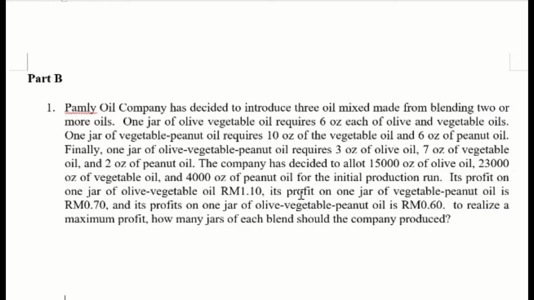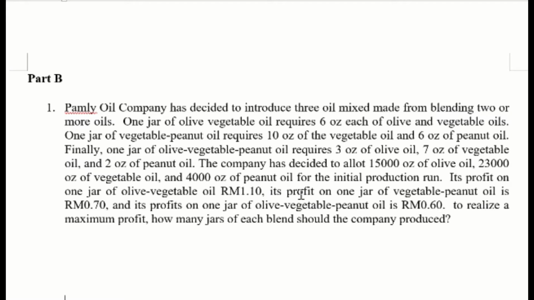The question is: the Palmolive oil company has decided to introduce 3 oil mixes from blending 2 or more oils. 1 jar of olive vegetable oil requires 6 ounces of each of olive and vegetable oils. 1 jar of the vegetable peanut oil requires 10 ounces of vegetable oil and 6 ounces of peanut oil. Finally, 1 jar of the olive and vegetable peanut oil requires 3 ounces of olive oil, 7 ounces of vegetable oil, and 2 ounces of peanut oil.